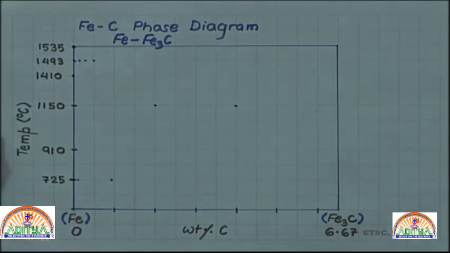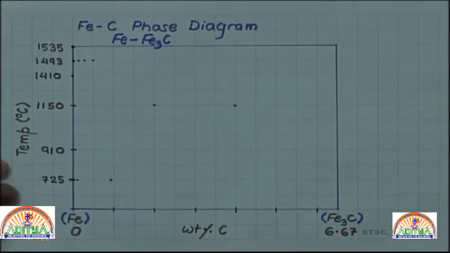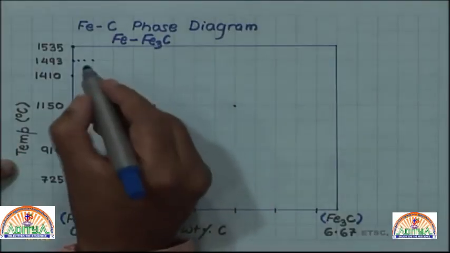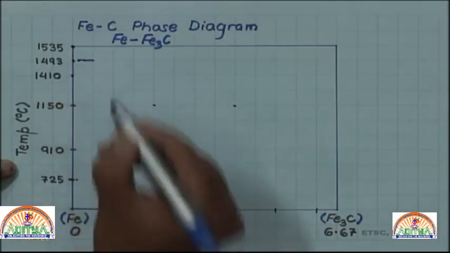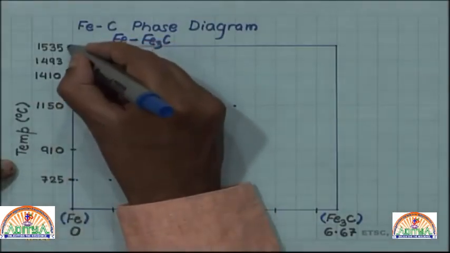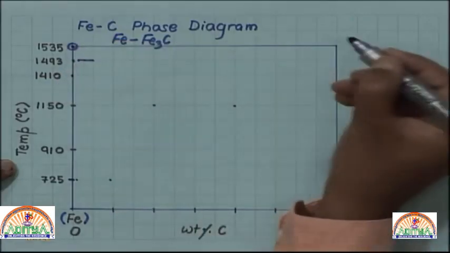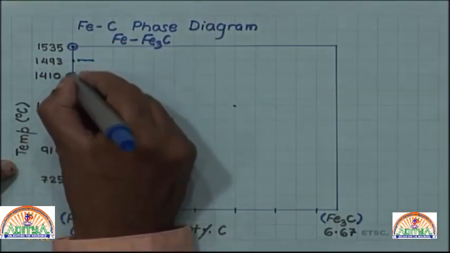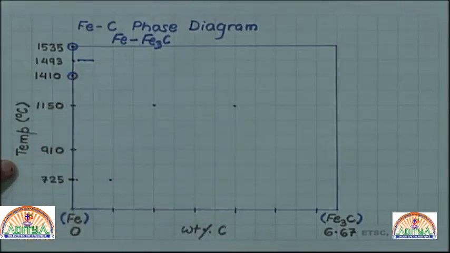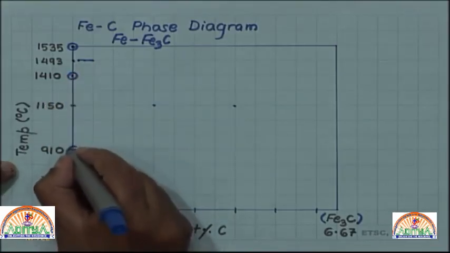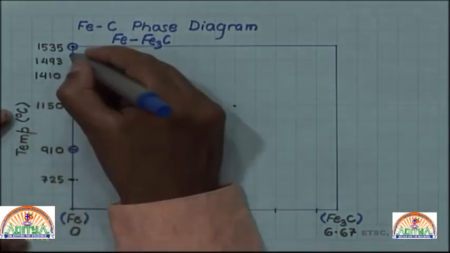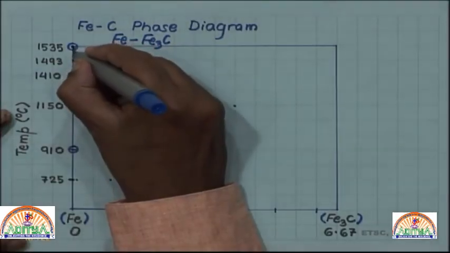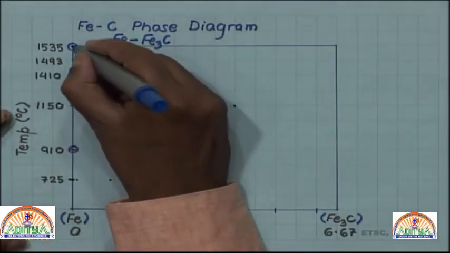Okay, so the invariant reaction which happens at 1493 degrees Celsius. Here 1535 degrees Celsius is the melting point of iron. Then 1410 is a solid state transformation, and 910 degrees Celsius is another solid state transformation. We will talk in detail about it later. So let me first complete this invariant reaction.